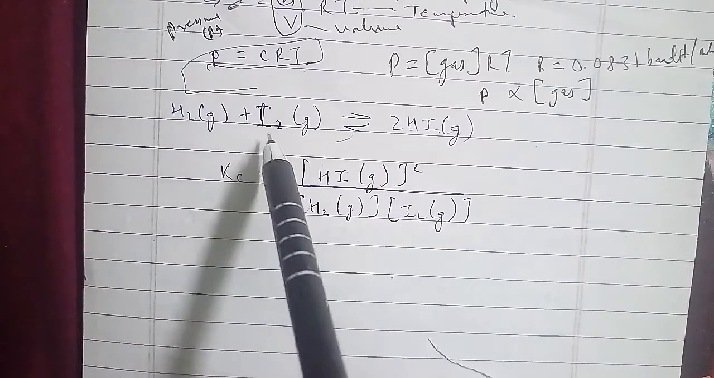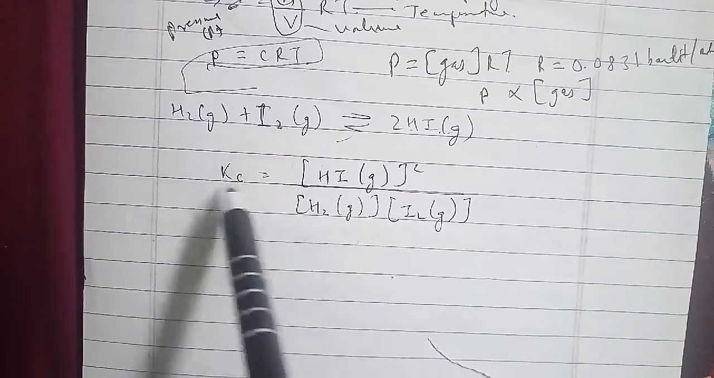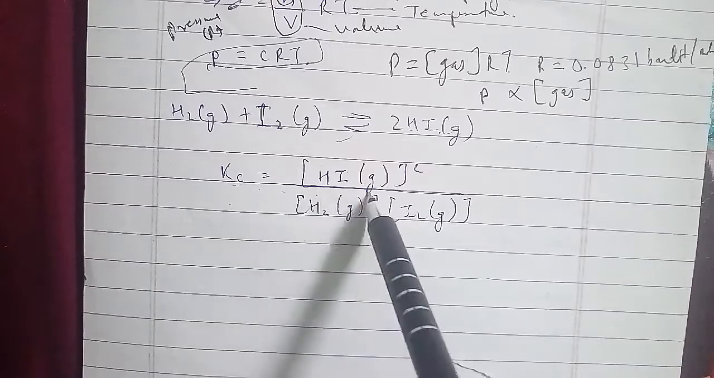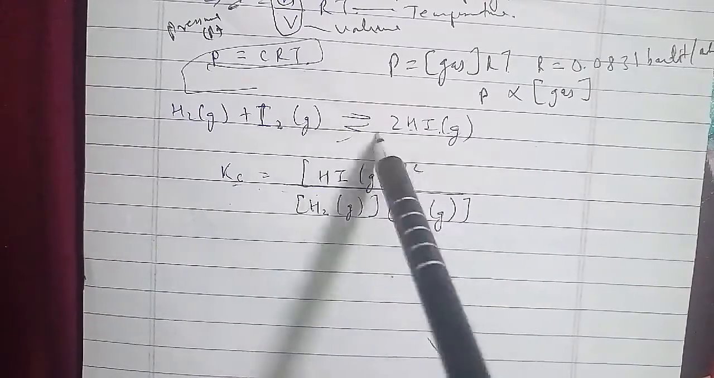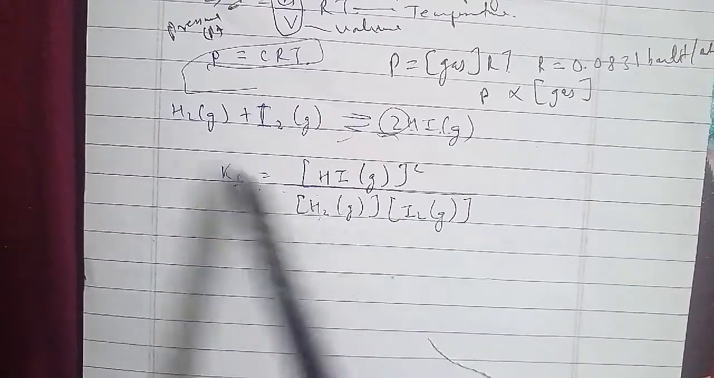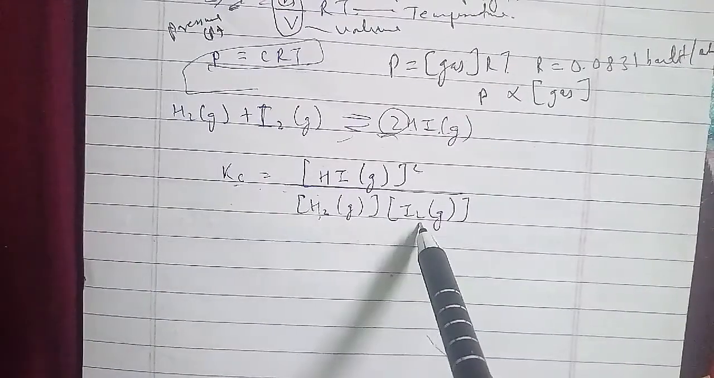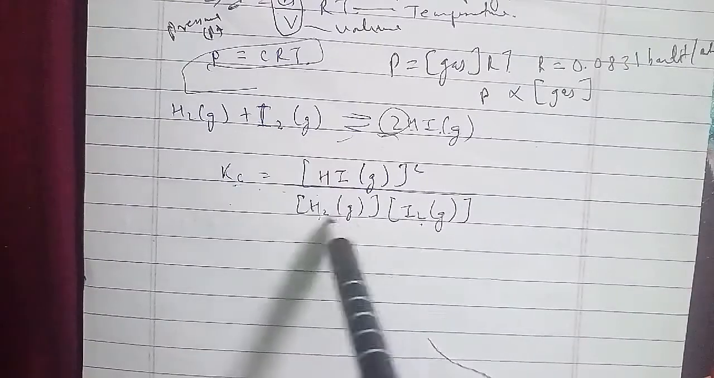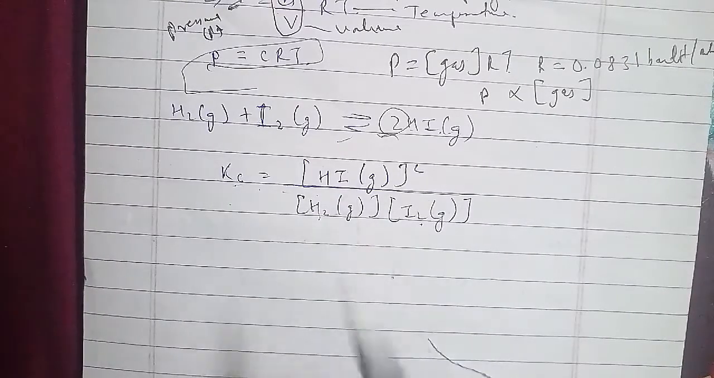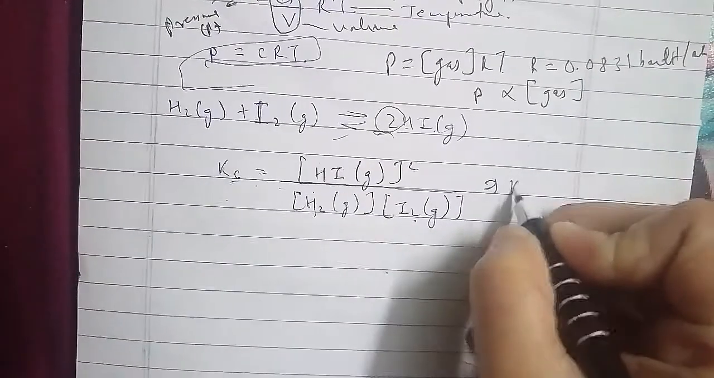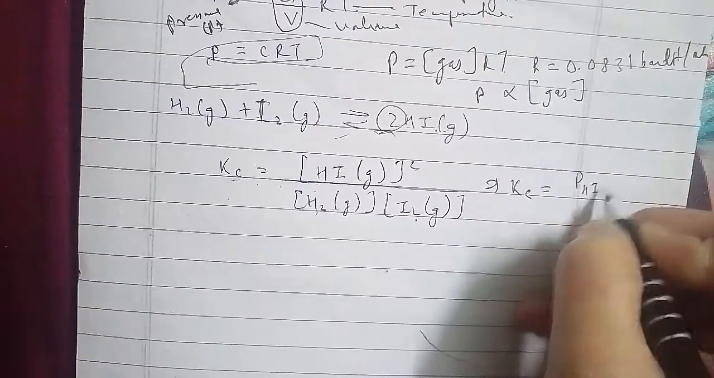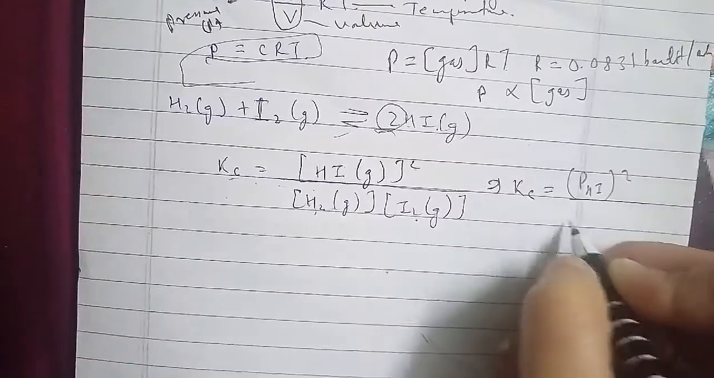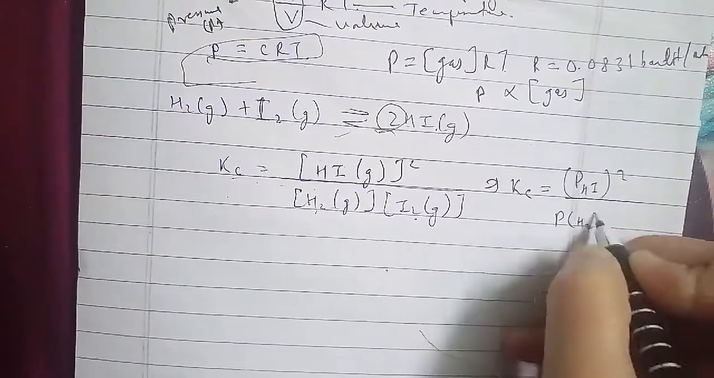because here there is no number on them, so we do not put any power here. Even so, we can write this as well: Kc is equal to P of HI squared upon P of H2 multiplied by P of I2 here as well. Further, P of HI is equal to [HI] in the gas state times RT.